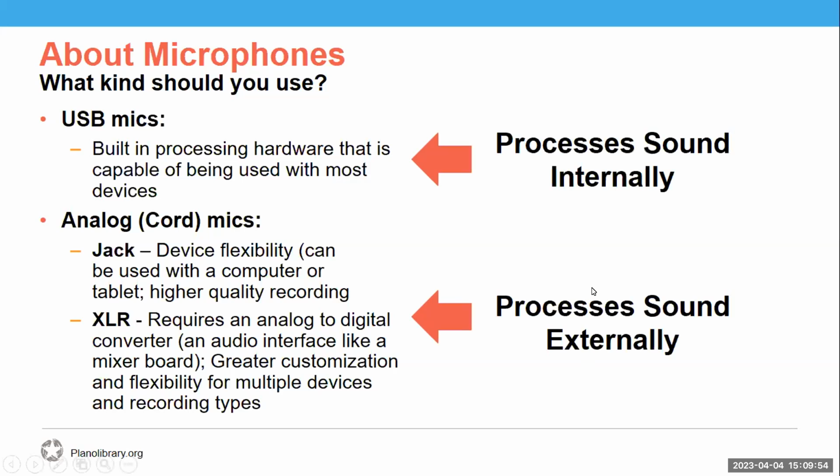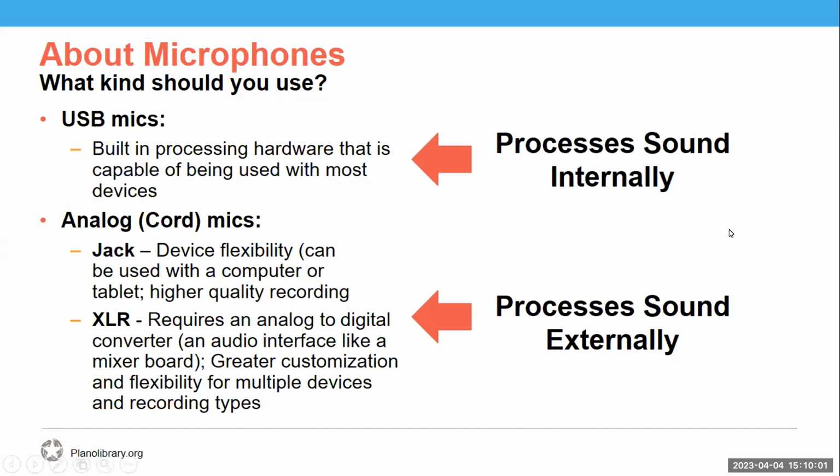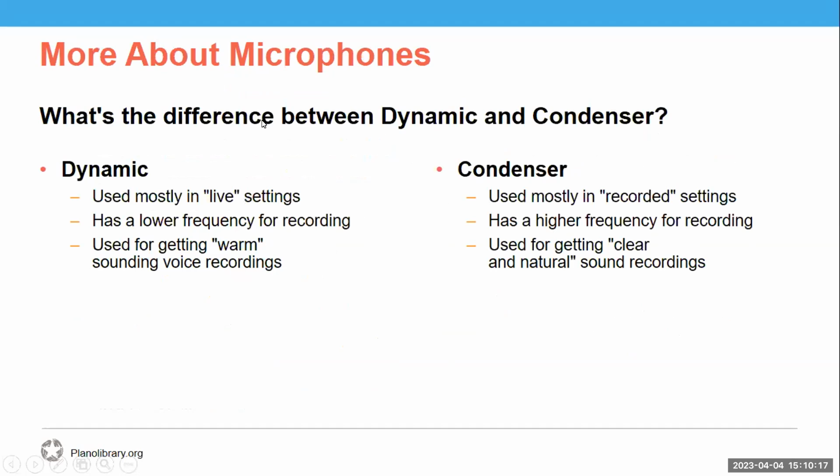Now, why do I recommend starting with a USB? It's because the USB mics do process sound internally, and analog mics, they do process sound externally. So if you're not starting with a whole lot of equipment, I would start with something fairly basic like a USB mic.